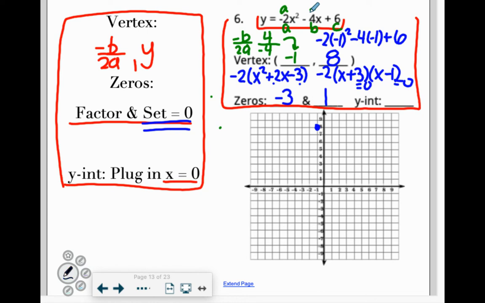For my y-intercept, if I plug in 0 for x, all I have left is the 6 at the end. And that will always happen. So then I go put my y-intercept at 6, and my zeros on the x-axis at 1 and negative 3. There's my graph. All right, moving on to the next slide. If you want to pause the video to get this one written down.